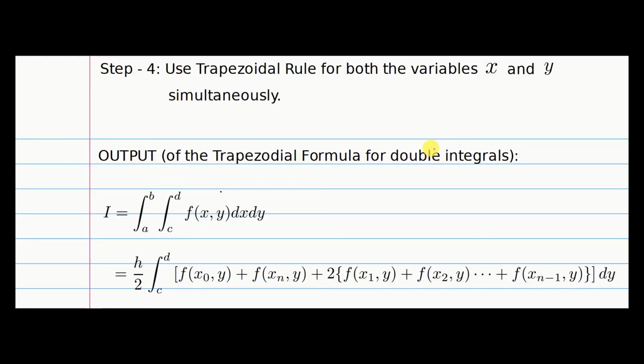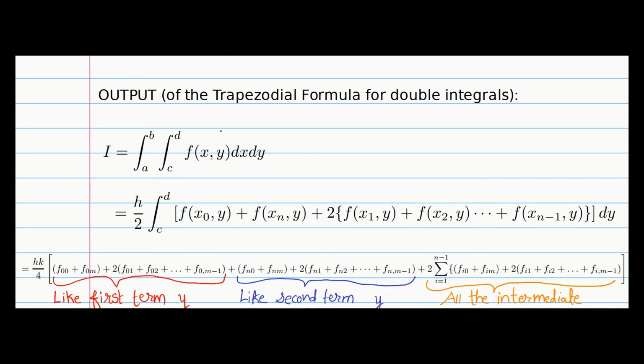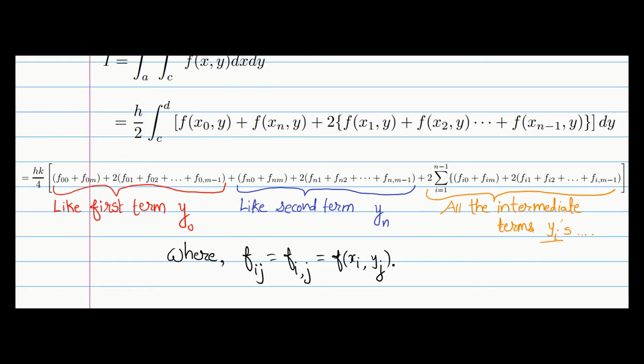So in step 4, we will use the trapezoidal rule for both the variables x and y simultaneously. The output of the trapezoidal formula for double integrals can be written like this. Let's understand this now. I is equal to integration a to b, integration c to d, f(x,y) dx dy. This is what we are given. Now once you apply this trapezoidal formula, what will you get? For example, focus on this.